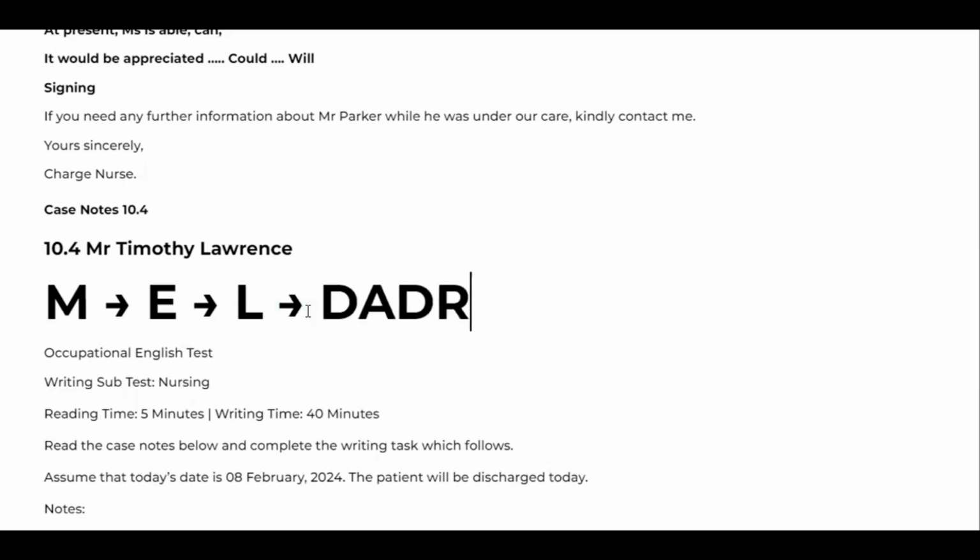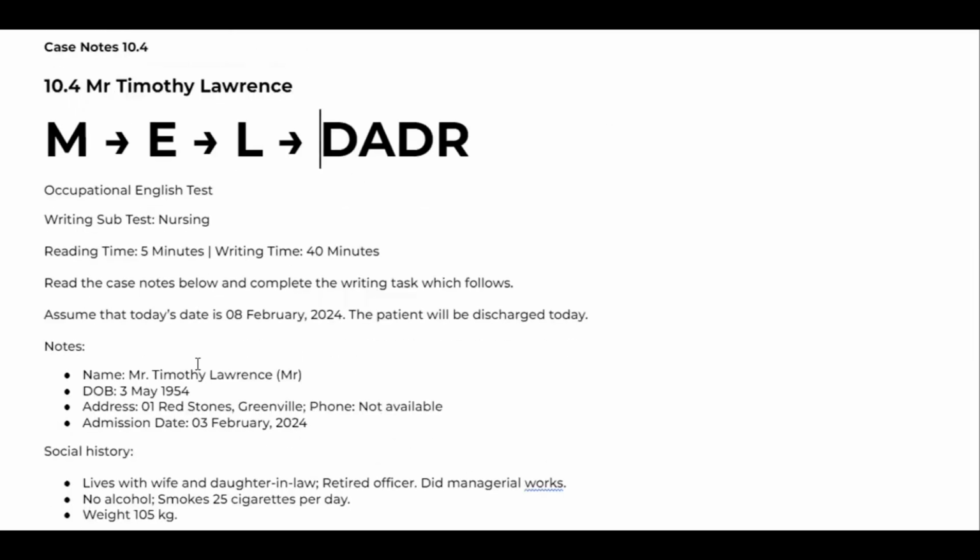Write the DADR. All of you, please do the DADR of this letter in your notebook. Take today's date at the top. Please, everybody, I want everyone to do this. Okay, great. Please complete the DADR.